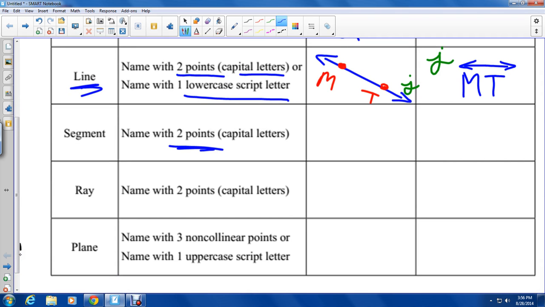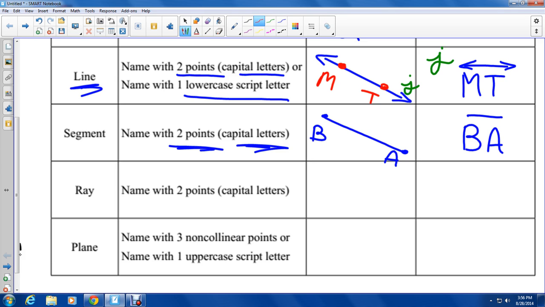Segment, 2 points, capital letters. Here's a segment. Let's give it a couple letters. I don't know, B and A. We'll use those two letters and write BA, and we will put a segment bar above it. If you want to put the little dots, more power to you. It doesn't hurt. It's not necessary. Do not put arrows.